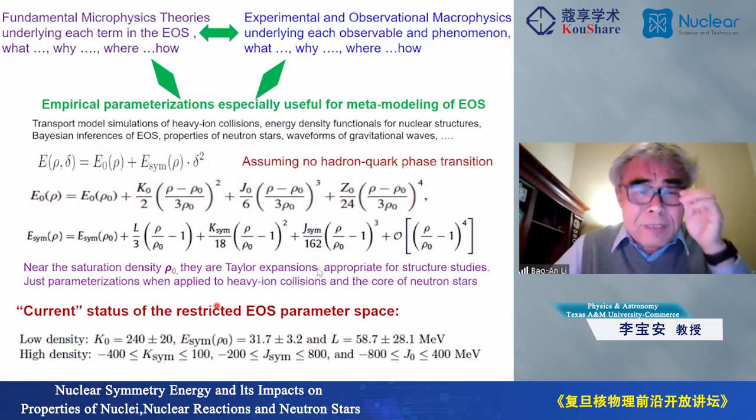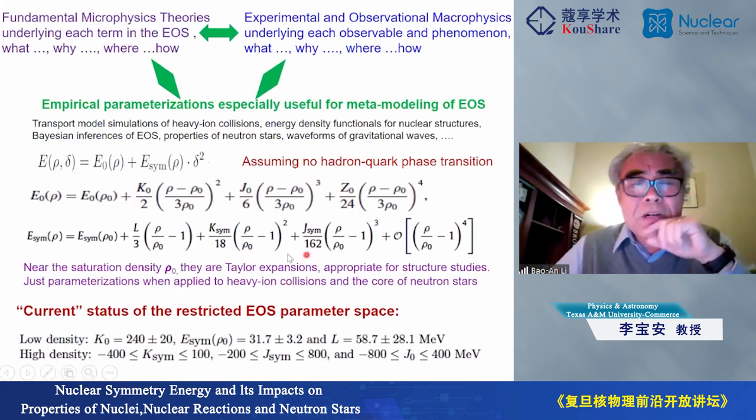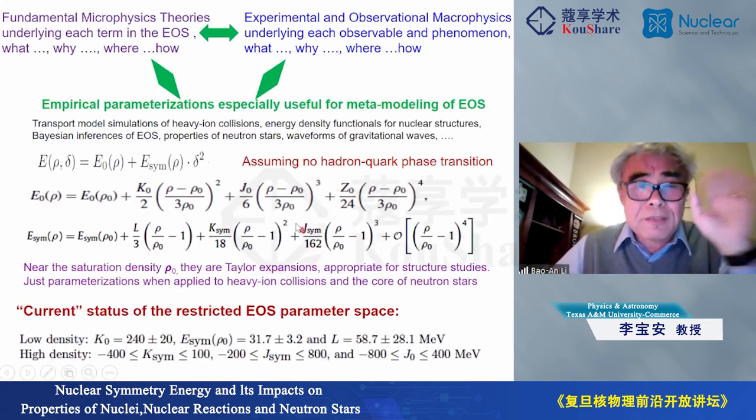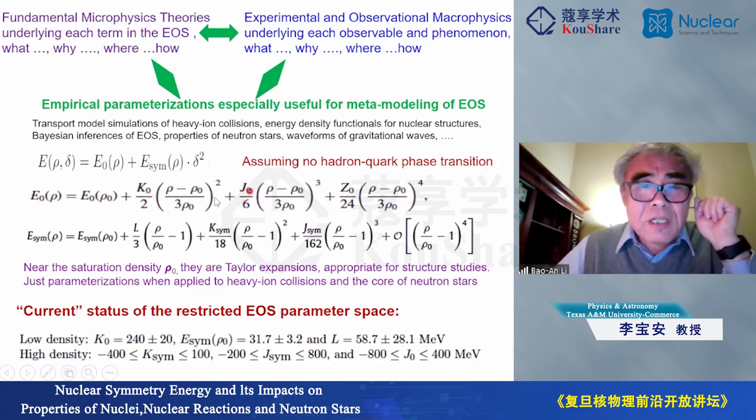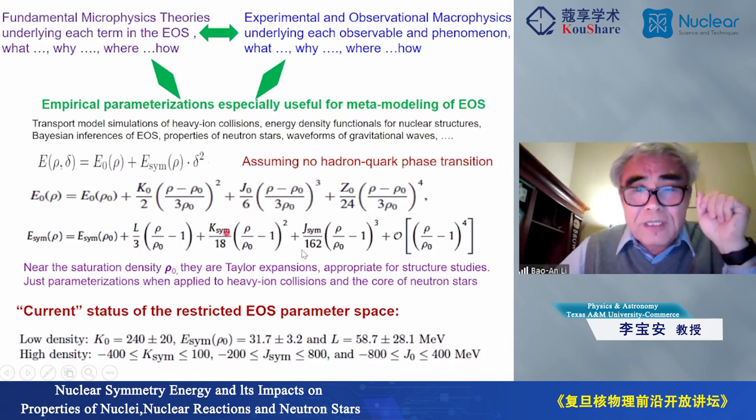Before I show you an example, I want to remind some of you of the parameters that we're going to use throughout this discussion today. K naught is the incompressibility of symmetric matter. J naught is the skewness of the symmetric nuclear matter equilibrium state. L is the slope of symmetry energy. K sym is the curvature of symmetry energy, and J sym is the skewness of symmetry energy.